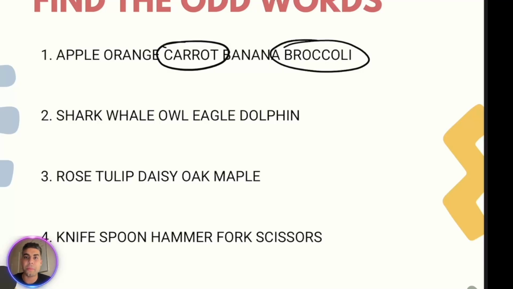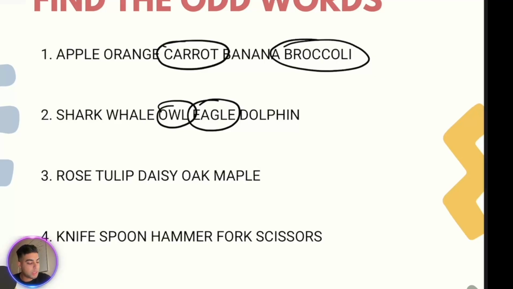Okay, question 2. Shark, whale, owl, eagle, dolphin. So what do we notice here? Well, we've got shark, whale and dolphin, which are aquatic animals, while owl and eagle are birds. Question 3. Tulip, rose, daisy, oak, and maple. Again, we know that rose, tulip, and daisy are flowers, while oak and maple are trees.